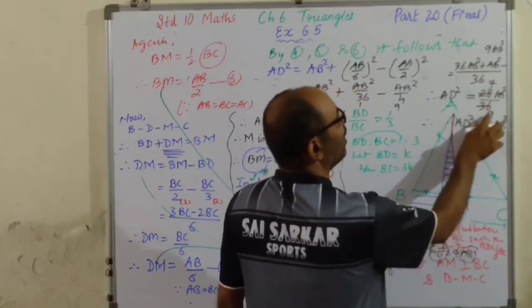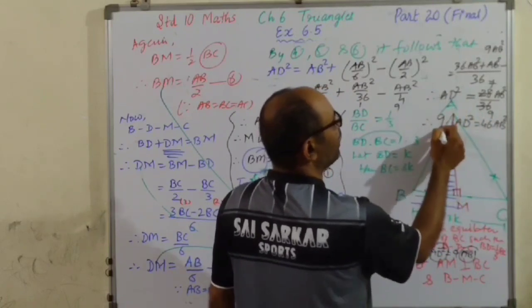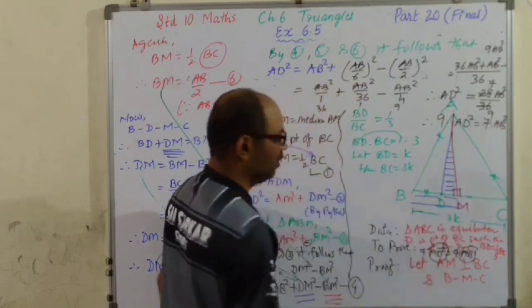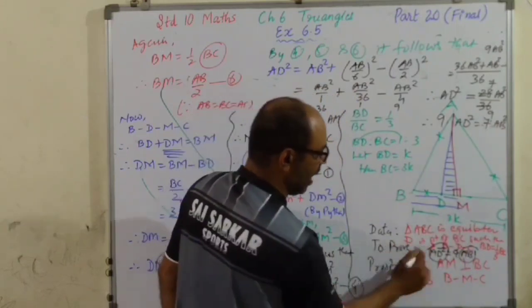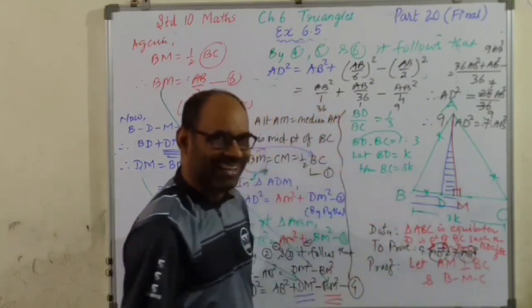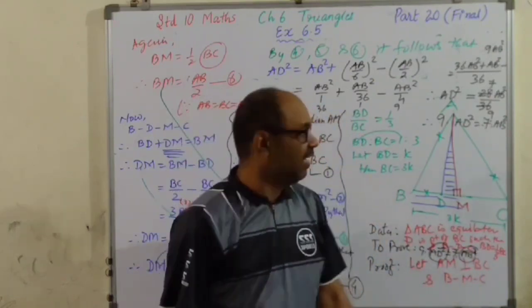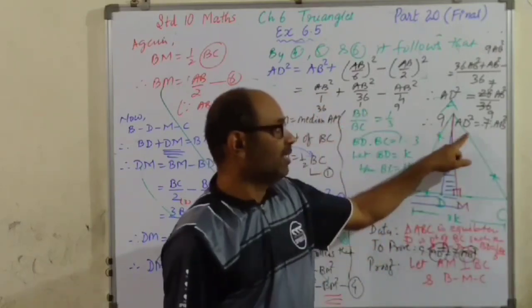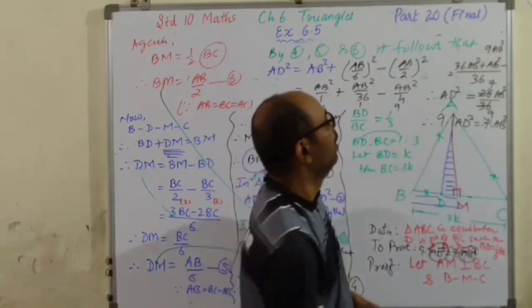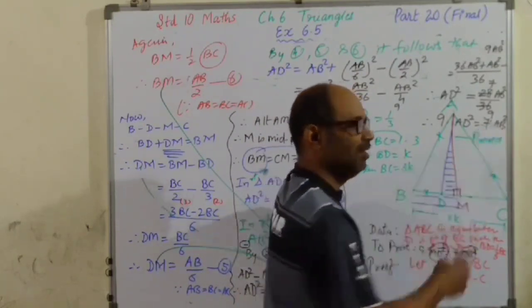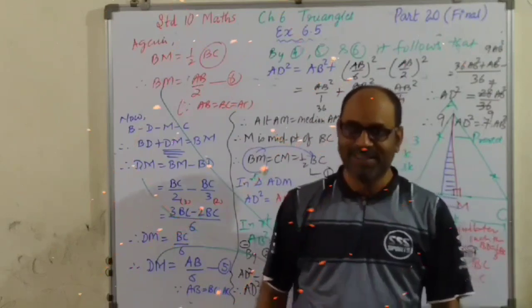आपका रिजल्ट मिल गया. 9 यहाँ, so 9 times AD square, और 7 यहाँ. This is 7 times. Actually, it is 9 times AD square and 7 times AD square. I should have written later now and to prove. Chalo. So your result is proved. Okay? 9 times AD square is equal to 7 times AB square. Proved. I hope you understood it.